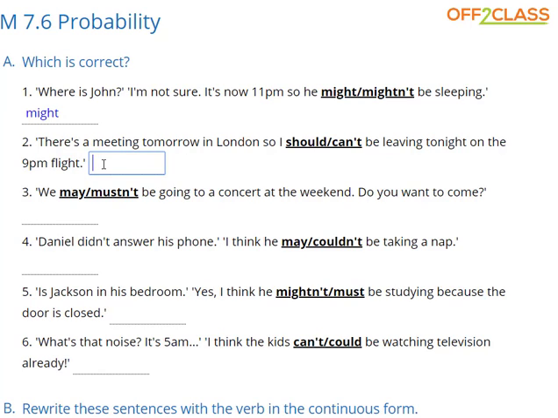So do you think it's should, or do you think it's can't? So remember, should is possible and can't is not possible. It's guaranteed, but because can't is negative, it's the opposite. It's kind of like, I 100% can't. I 100% should not. I 100% will not do it, right? So I think it's actually should. There's a meeting tonight in London, so I should be leaving tonight on the 9 p.m. flight, so I can get to the meeting tomorrow. Okay, let's go to the next exercise.